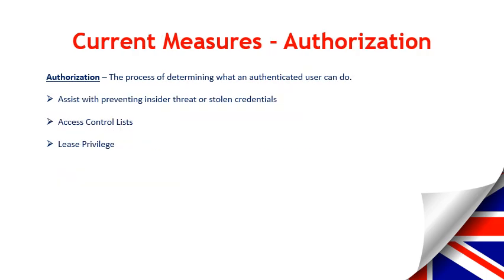Current measures. Authorization. Authorization is the process of determining what an authenticated user can do. Authorization assists with preventing insider threat or stolen credentials. Means of authorization include access control lists, which will be covered on the next slide, and least privilege.